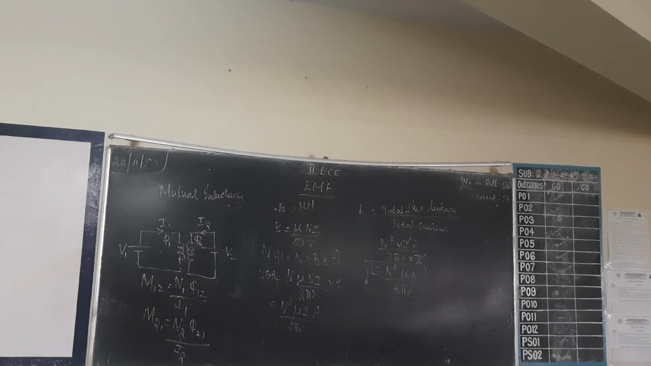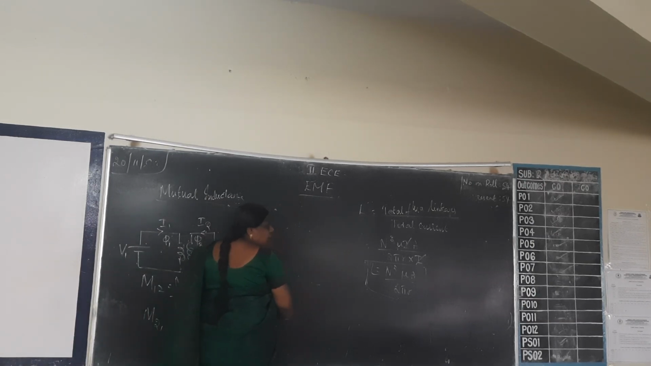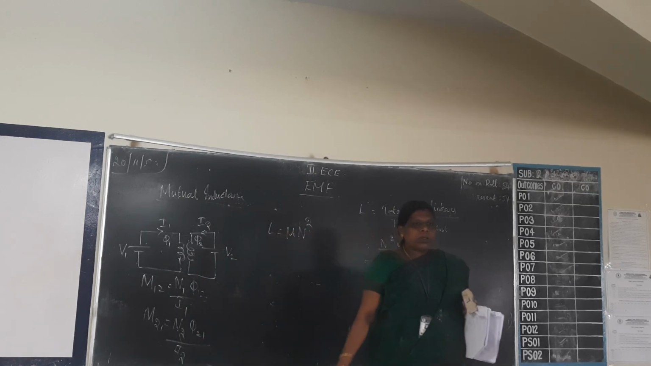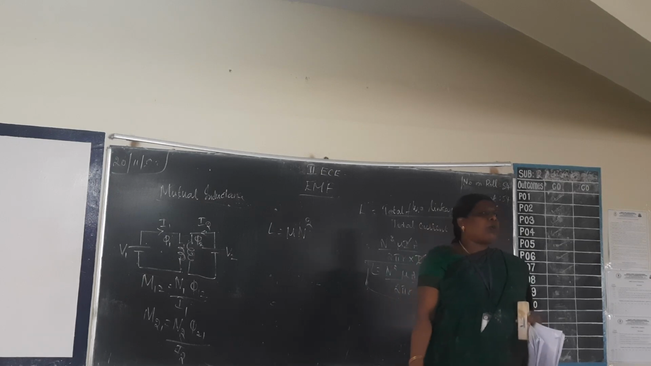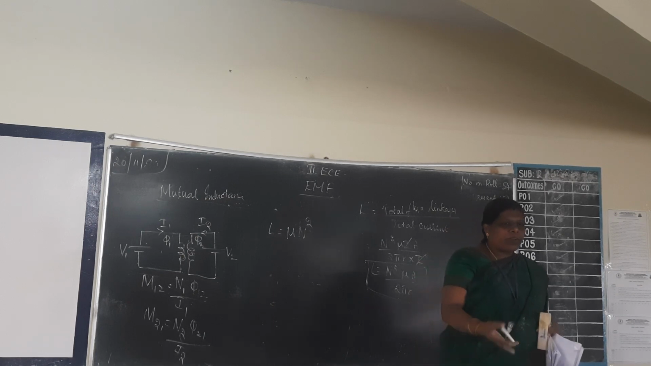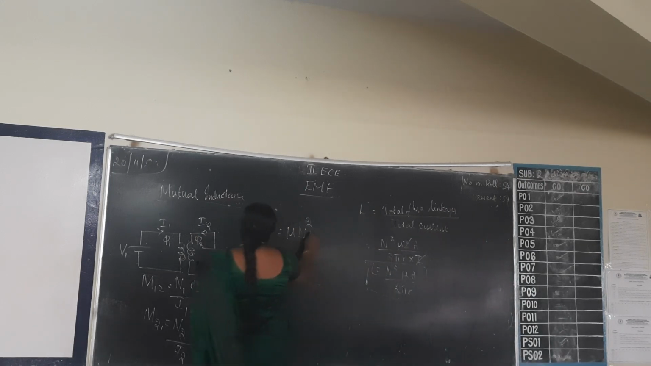N is equal to. Give me the answers fast. I repeat. What is the permeability in free space value? Anybody? What is mu naught? We have solved. Mu naught is 4 pi into 10 power minus 7.